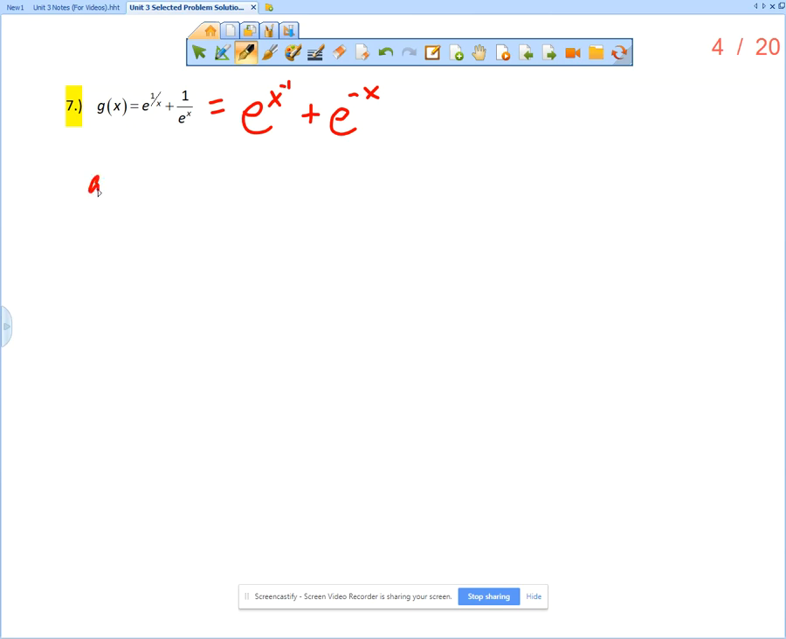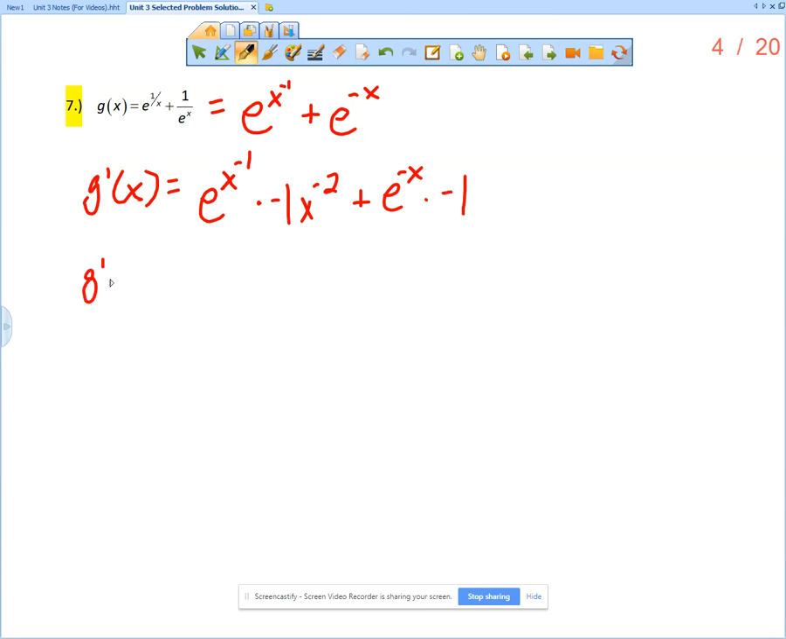All right, so now g prime of x, the derivative of g of x. If I have e to the x to the negative first, the derivative of that would be, once again, e to the x to the negative first times the derivative of x to the negative first, which is negative 1 x to the negative second. Plus, now the derivative of e to the negative x, that would be e to the negative x times the derivative of negative x, which is negative 1.